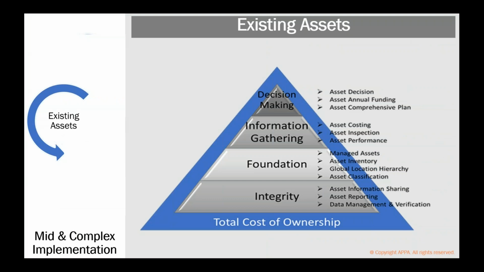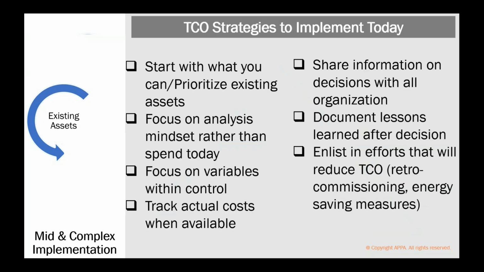So if we move this from a basic to a mid and complex implementation, everything is very similar to what we saw with our new asset. So we won't go through that, but the changes are within the asset performance, you might have a trigger there from the percent of maintenance costs to our current replacement costs. And then you're also creating that scenario for each of the decision areas.